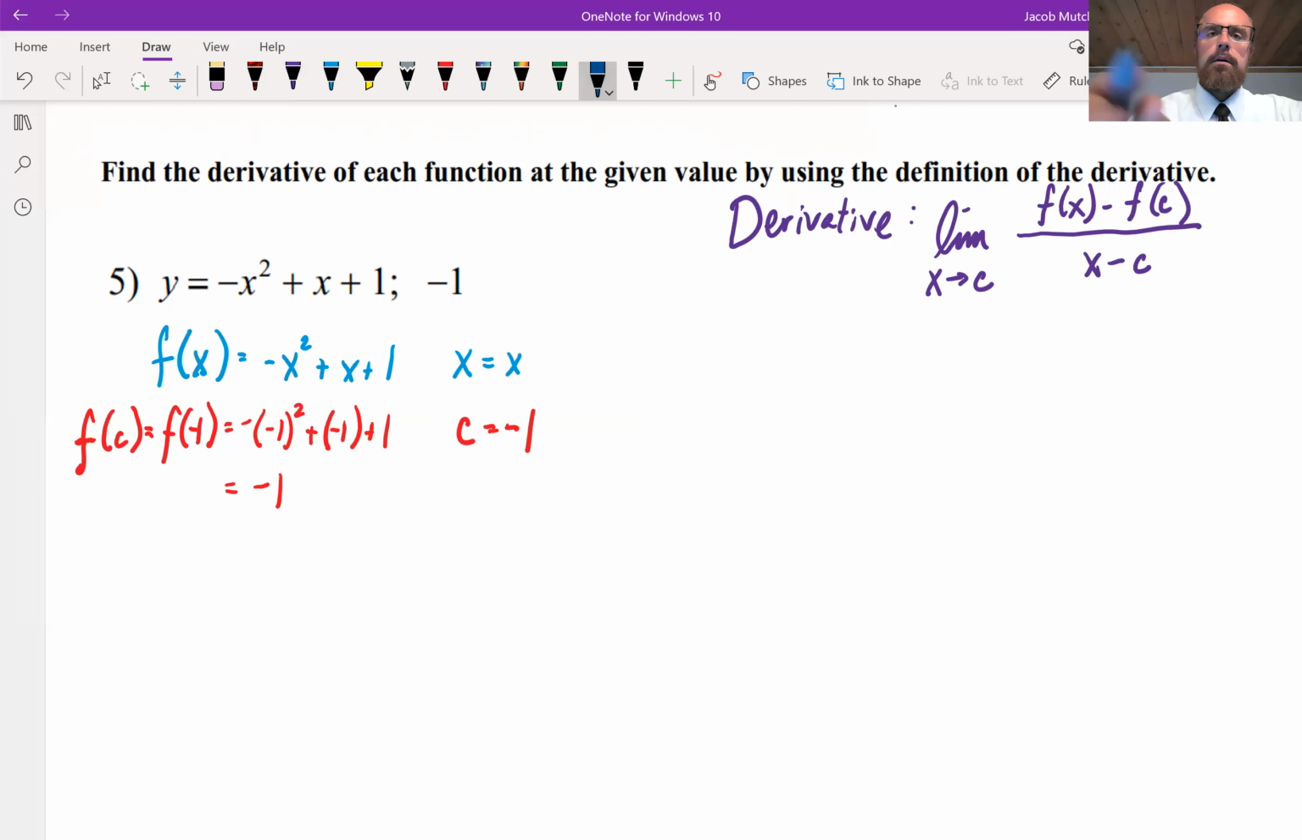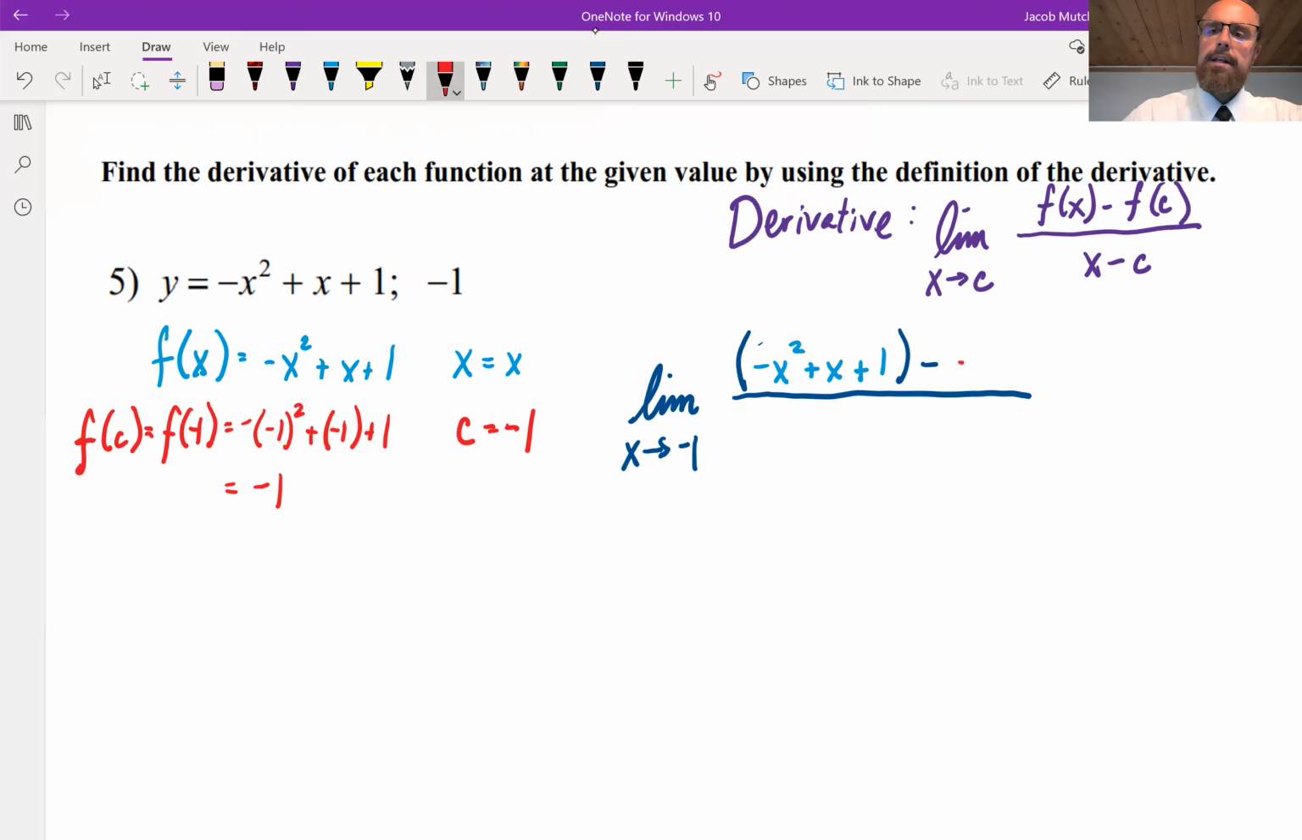So let's set up our derivative. So the derivative of this function is going to be the limit as x approaches that c value of -1. In my numerator, I'm going to write the function. So that's the actual one in blue here, negative x squared plus x plus 1, minus, and then f at c we determined to be -1. And that's all over x minus, and then the c value itself is -1. So no surprises with the setup.